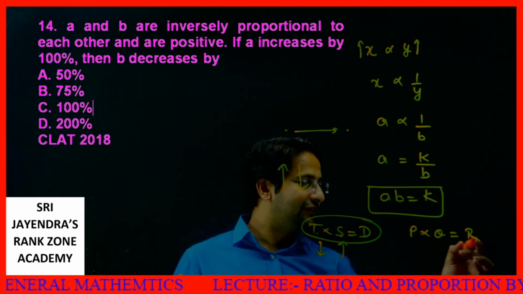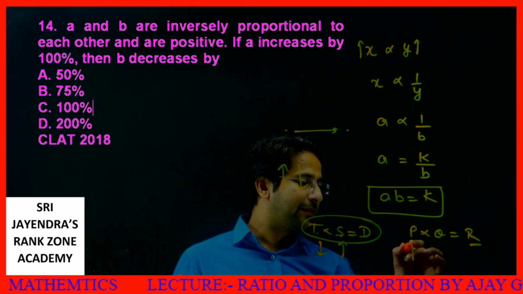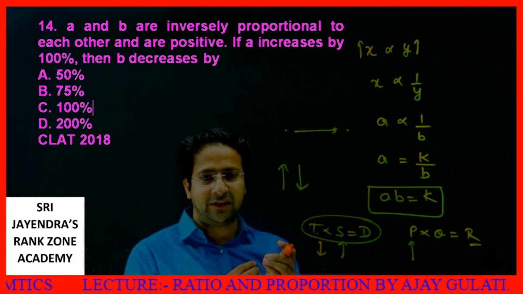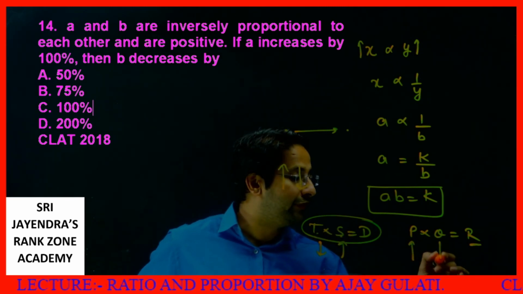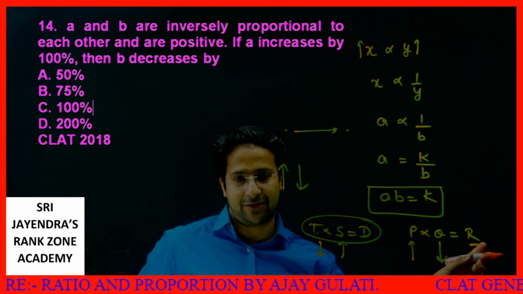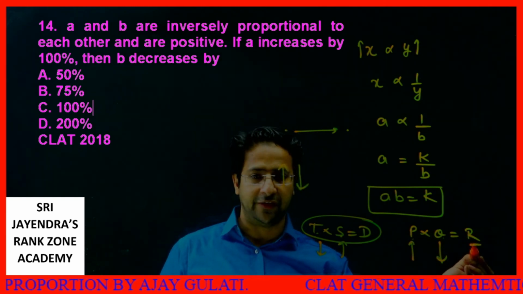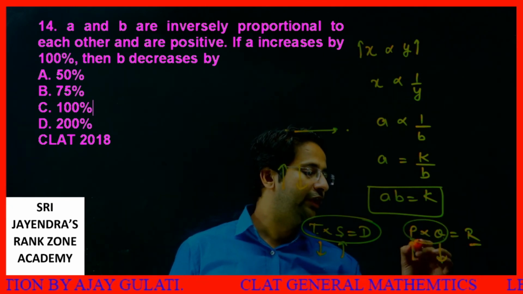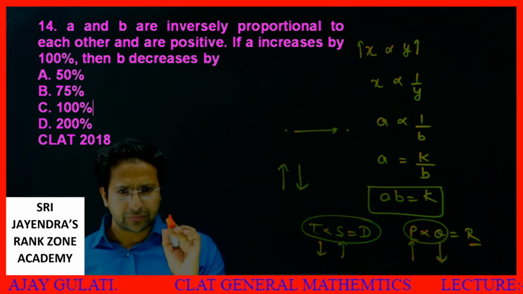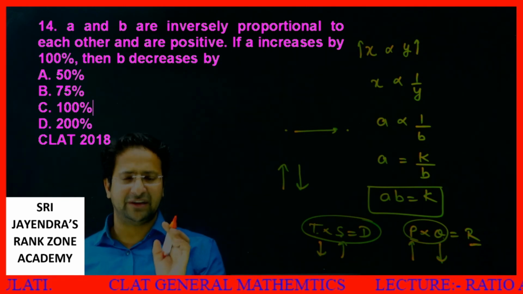So if this revenue is fixed and the price increases, suppose the price of a commodity increases, then what do we do? We decrease the quantity if we don't have extra money. So when two things are multiplied to give a third number which is fixed, then these two values are called inversely proportional.